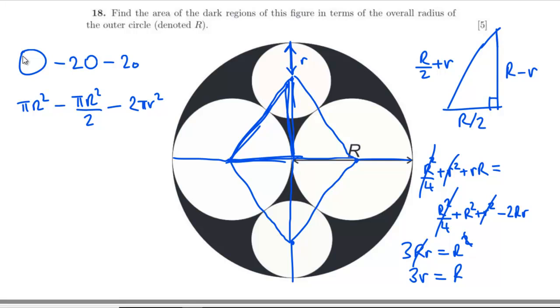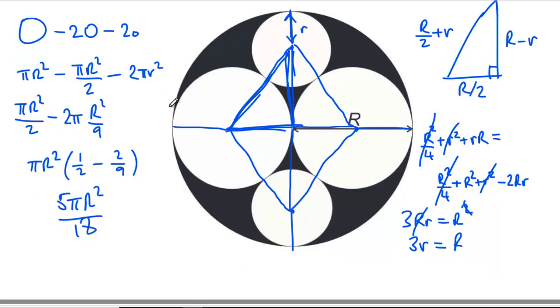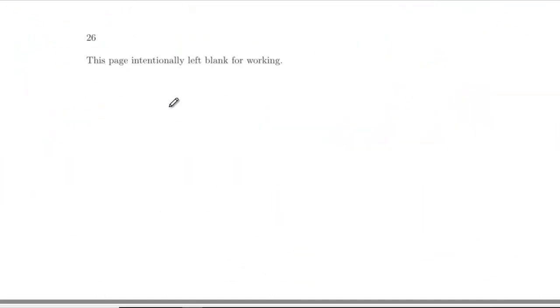So we just need to shove that in here. So we've now got pi r squared over 2, dealing with the first two terms, minus 2 pi times little r squared. So that's r squared over 9. So that is pi r squared times a half minus 2/9. So that is 9 over 18 minus 4 over 18 is 5 over 18. 5 pi r squared over 18. Well, that was a pretty straightforward geometry question for 5 marks.